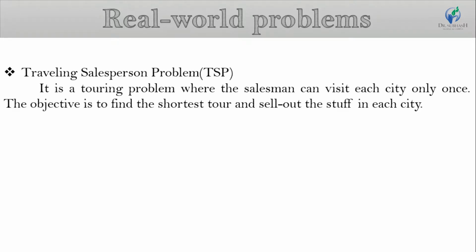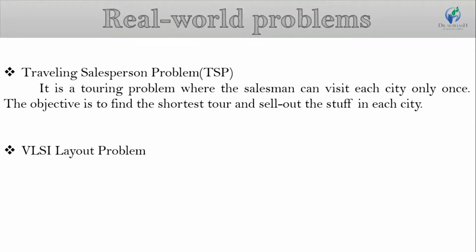Now, I will explain some real world problems. First problem is the traveling salesman problem. It is a touring problem where the salesman can visit each city only once. The objective is to find the shortest tour and sell the stuff in each city.